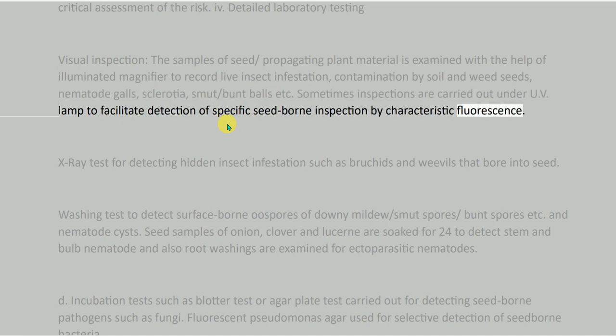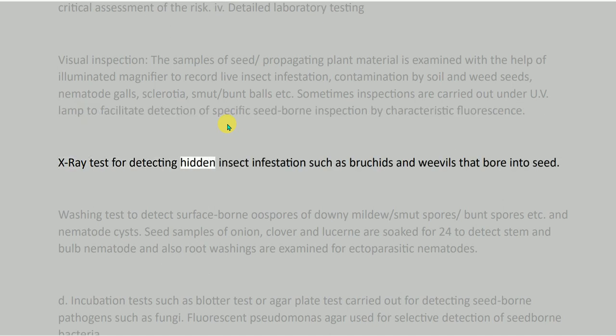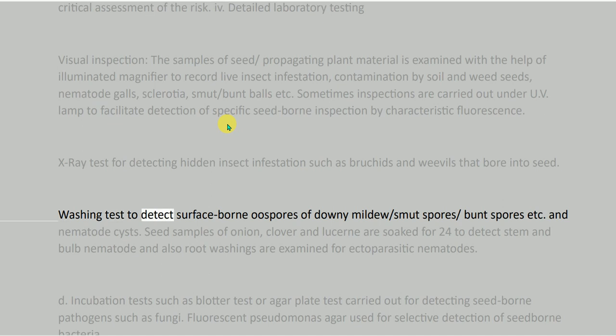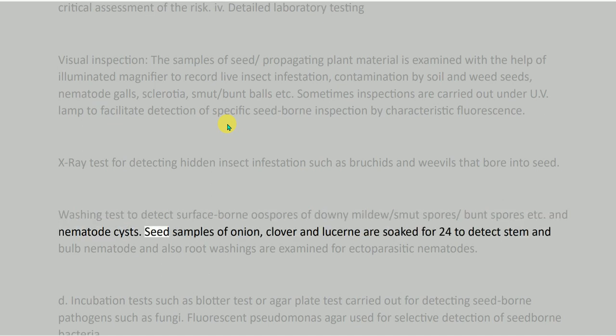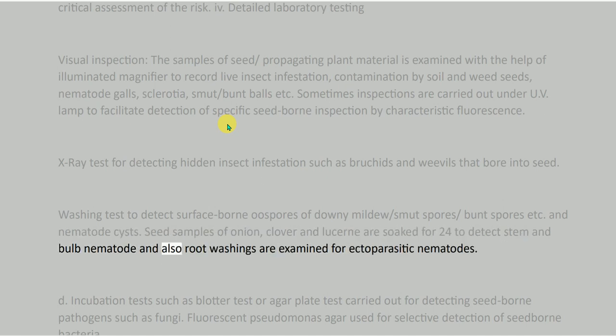X-ray test for detecting hidden insect infestations such as bruchids and weevils that bore into seed. Washing test to detect surface-borne oospores of downy mildew, smut spores, bunt spores, etc. and nematode cysts. Seed samples of onion, clover and lucerne are soaked for 24 hours to detect stem and bulb nematode, and also root washings are examined for ectoparasitic nematodes.